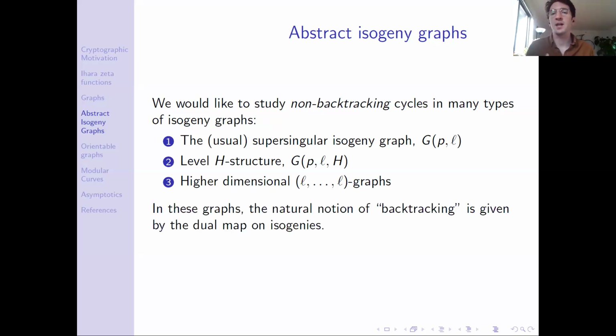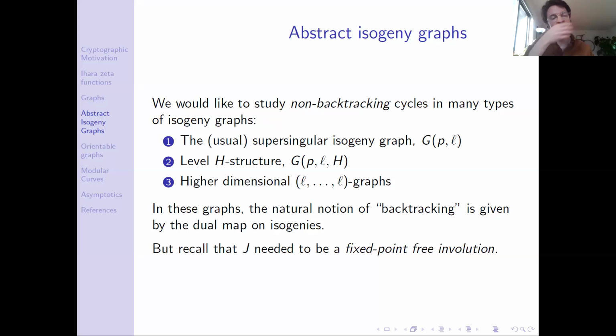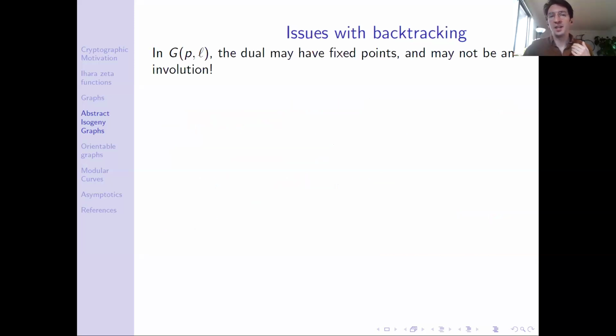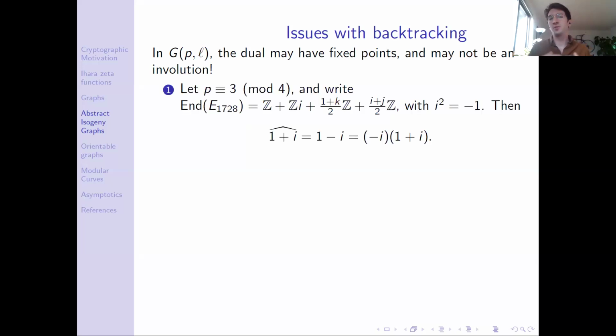And in all of these graphs, we have a natural notion of backtracking that's given by the dual map. So you have an isogeny from one vertex to another, which is an edge. And then what you want to say is that the opposite of that edge is given by the dual. But in Serre's definition, we said that this opposite function, j, needed to be a fixed point free involution. And even in just the base isogeny graph, G_ℓ, the dual can have fixed points and not be an involution. To see this for fixed points, there's a fairly simple example.